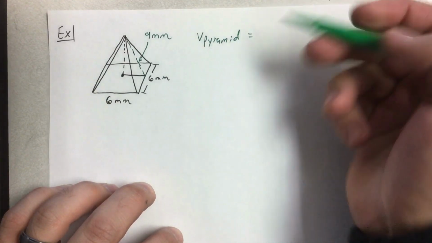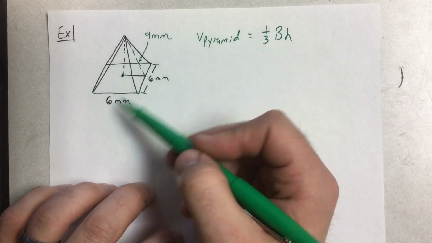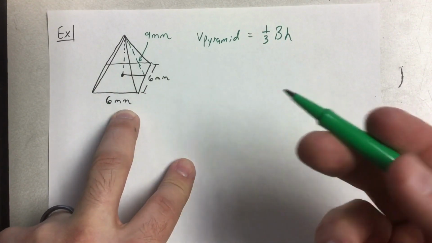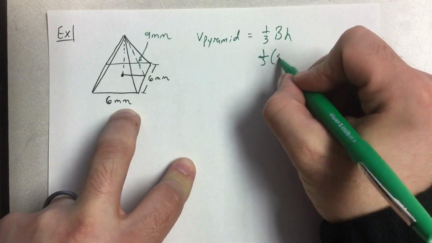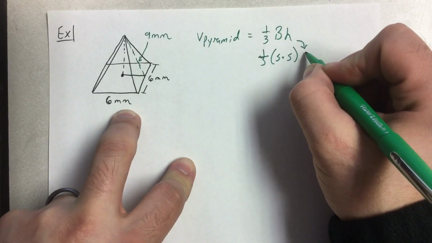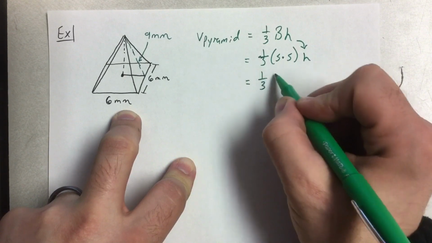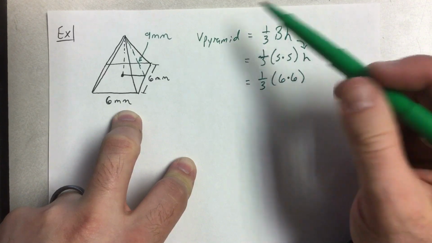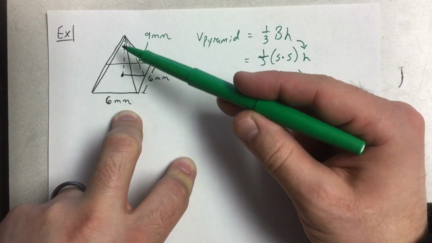So we have to first identify what is our base shape. We're looking at the lengths along the base. We can say it's a rectangle, sure, but being that the length and width are the same, we have a base of a square. So that's going to be side times side. S is representing side, then our height. So we have 1/3, 6 multiplied by 6.